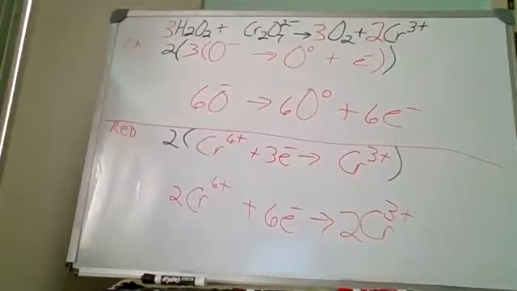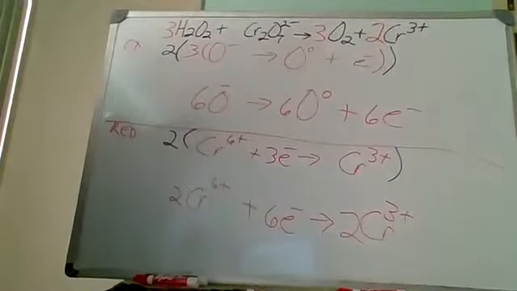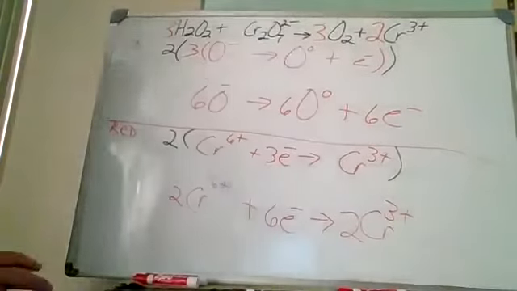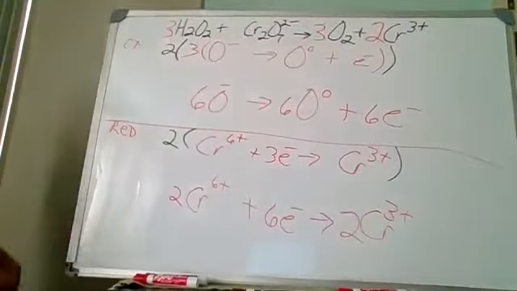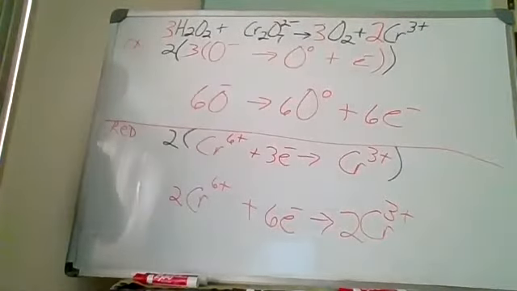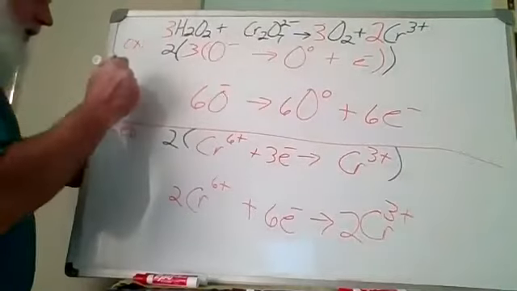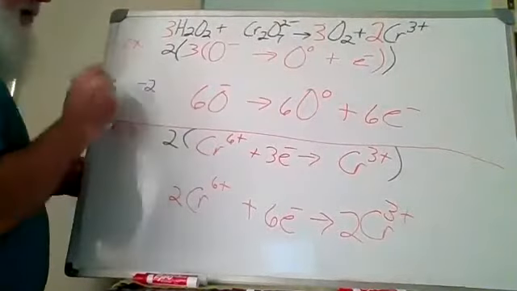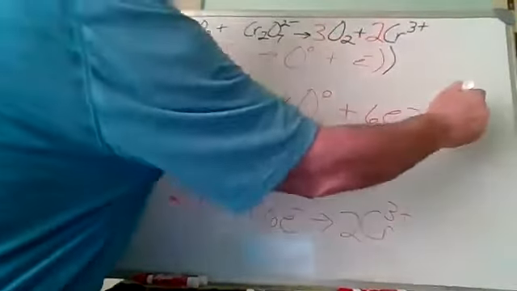All right. Now, let's take a look. I'm going to use a different color here. I don't know if this purple will show up. Let's look at the charges. I have a total charge of -2 here. Over here, I have a total charge of +6.